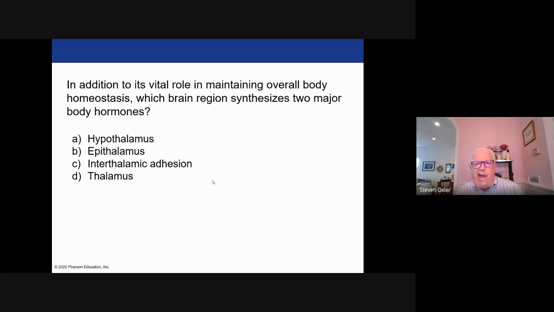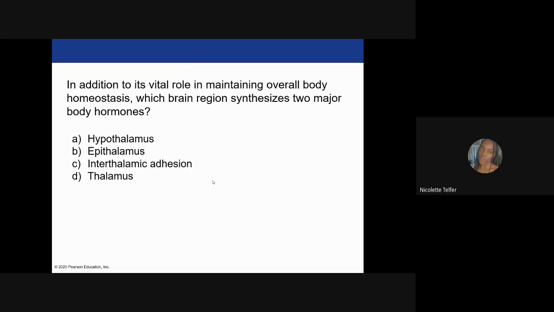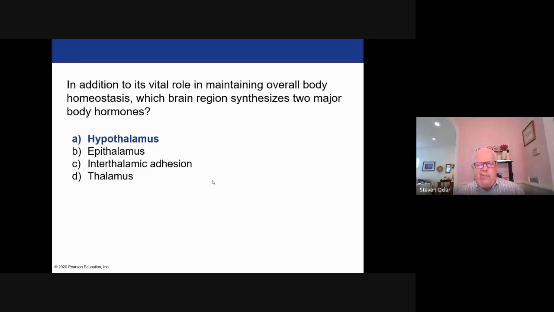In addition to its vital role in maintaining overall body homeostasis, which brain region synthesizes two major body hormones? The hypothalamus. The hypothalamus synthesizes two hormones. You don't have to know the names of the hormones. The names of the hormones are oxytocin and ADH. You can learn more about that in Bio 114.